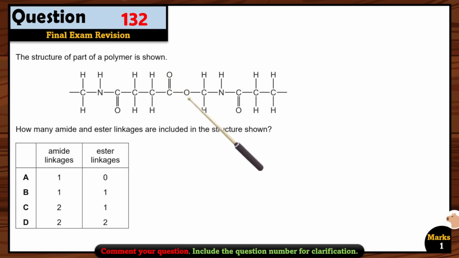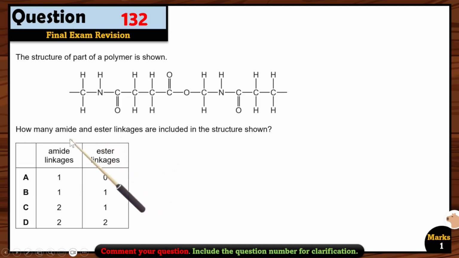So COO is actually an ester linkage. So how many can you see over here? You can just see one, right? Here we don't have another O. So this is the only linkage here. So now we have only one ester link. Can you see here? So option B or C can be right. Now let's come towards the amide link.